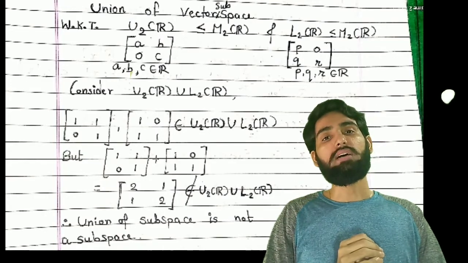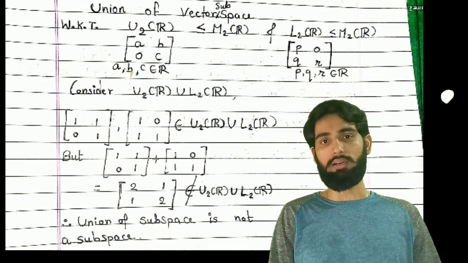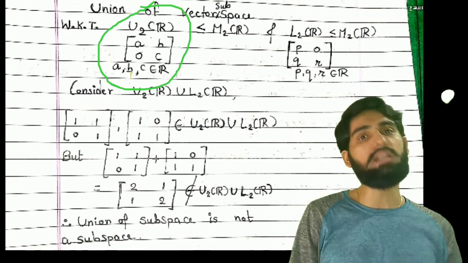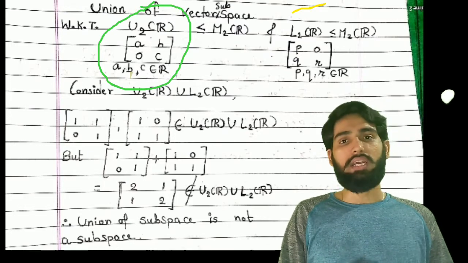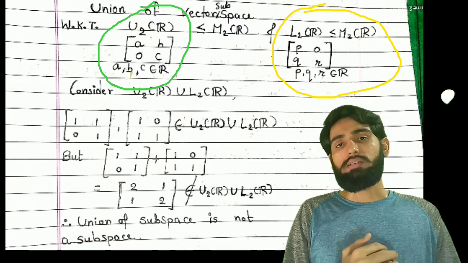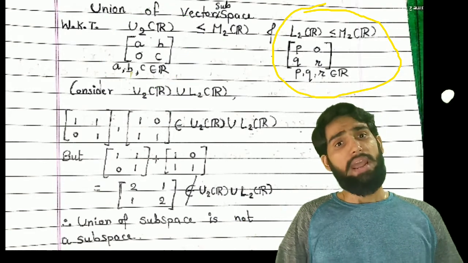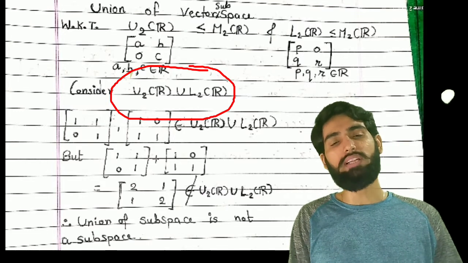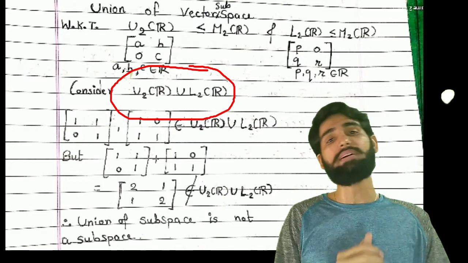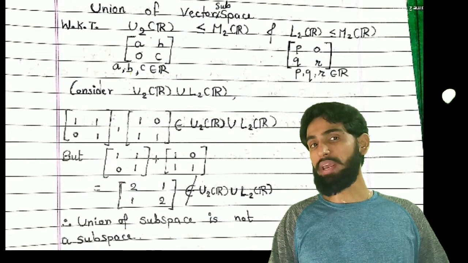In this video, we will give an example which proves that the union of subspaces is not a subspace. Okay, so we already know that M2R is a vector space. We have discussed U2R, the set of all upper triangular matrices, which is a subspace of it. Similarly, you can prove that L2R, the set of all lower triangular matrices, is also a subspace of it. And if I consider the union, that is U2R union L2R, that means the collection of all upper triangular matrices and lower triangular matrices together, will it be a subspace?